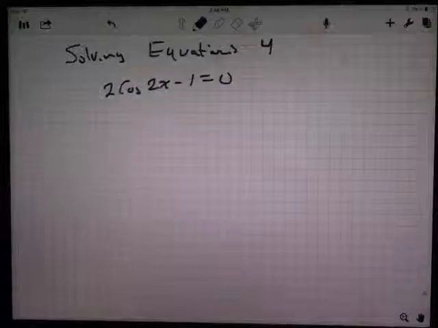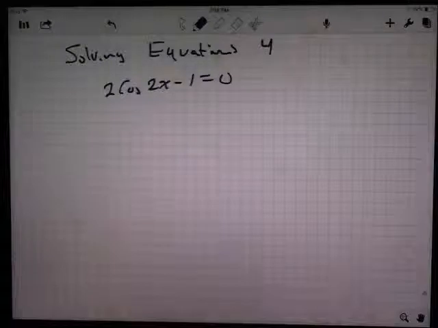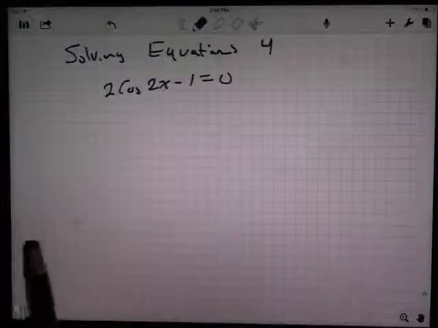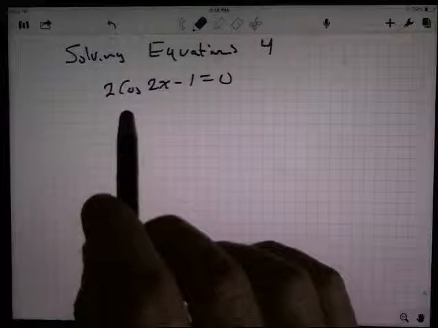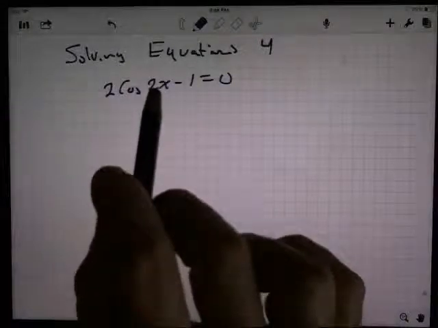Alright, here we go. Solving some more trig equations. This time we're going to look at some using different identities and the algebraic technique of squaring both sides. Anyway, here's an example to get us started. The difference here is that I've got a 2x in here.